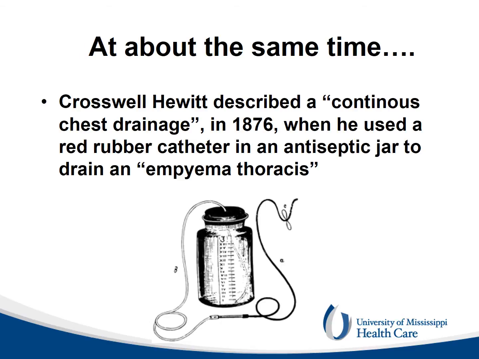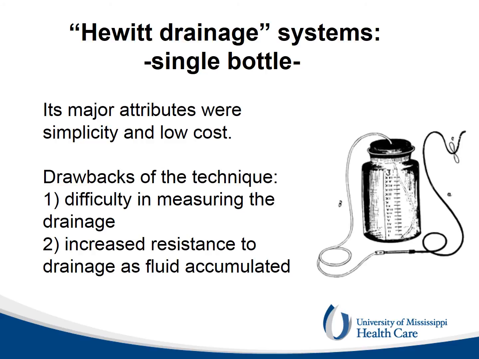At about the same time, Croswell-Hewitt developed a continuous chest drainage, using a red rubber catheter in an antiseptic jar to drain an empyema thoracis. The Hewitt drainage used a single bottle with water or disinfectant to create a water seal. However, since the level of the fluid in the bottle rose with the drainage of fluid from the pleura, there was an increasing resistance to the drainage itself.